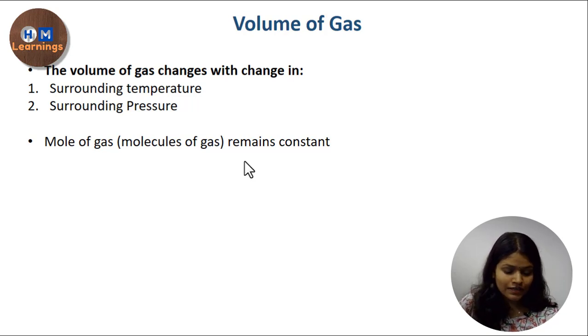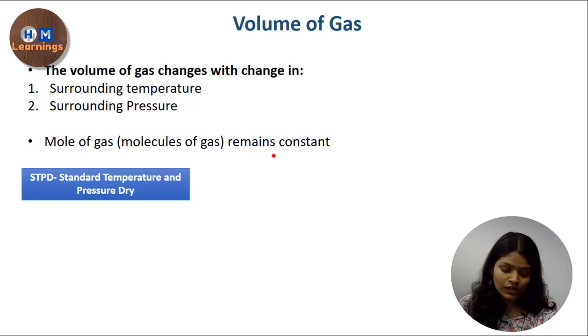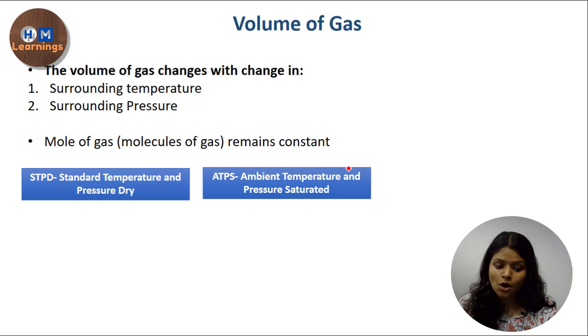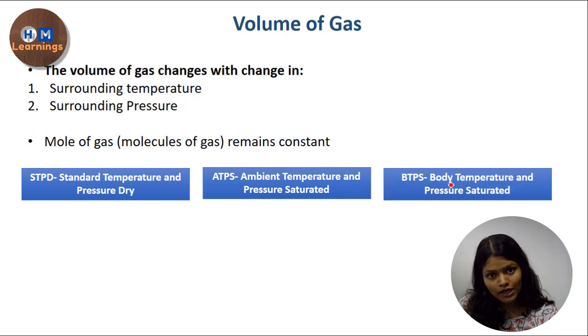Now we will understand these three conditions. What is the full form of each? STPD is called standard temperature and pressure dry. ATPS is called ambient temperature and pressure saturated. BTPS is called body temperature and pressure saturated.